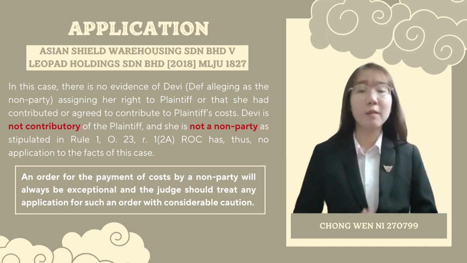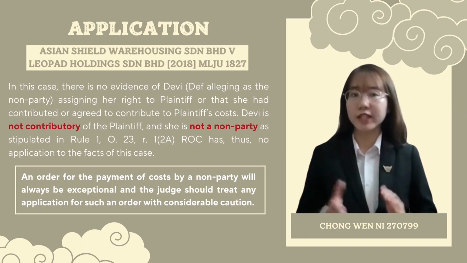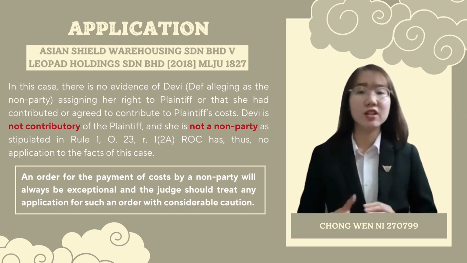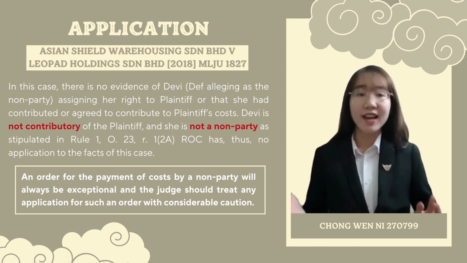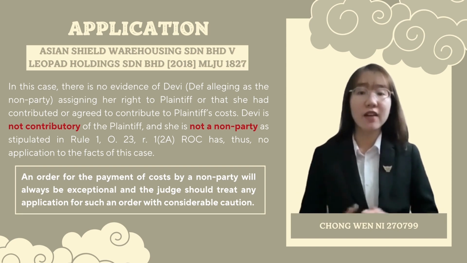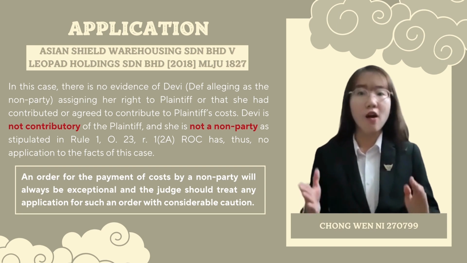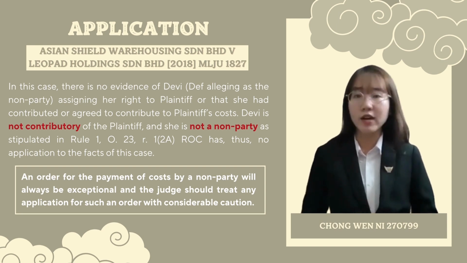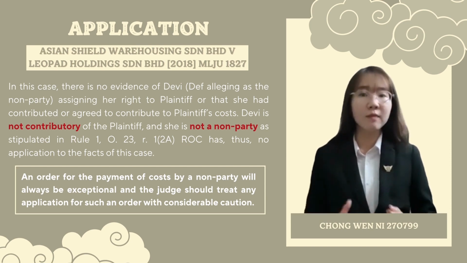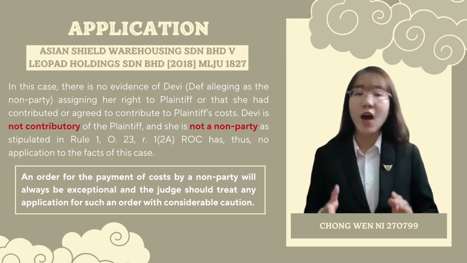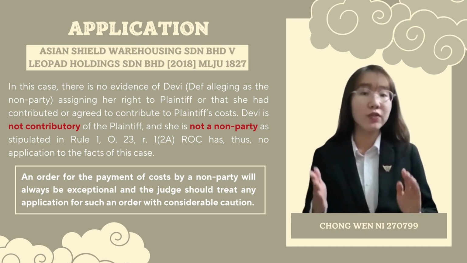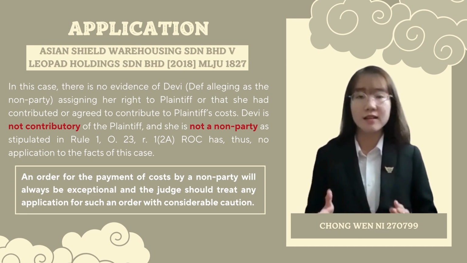For instance, a Malaysian case in the application of security for costs can be seen in Asian Shield Warehousing Sdn Bhd. In this case, there is no evidence of Devi assigning her right to plaintiff or that she had contributed or agreed to contribute to plaintiff's costs. Devi is not a contributory of the plaintiff and she is not a non-party as stipulated in Order 23 Rule 1 and Rule 1, Paragraph 2A of the ROC has thus no application to the facts of this case.